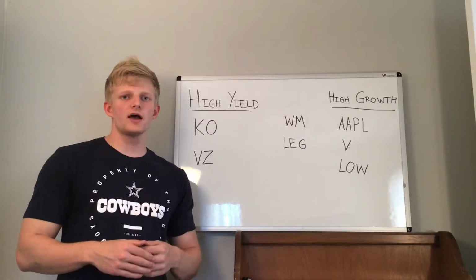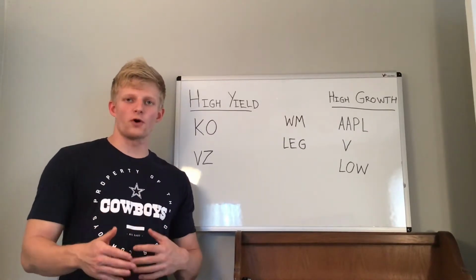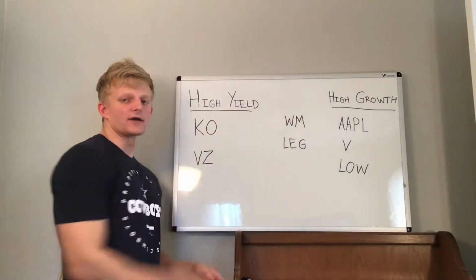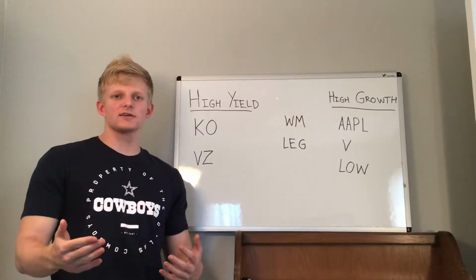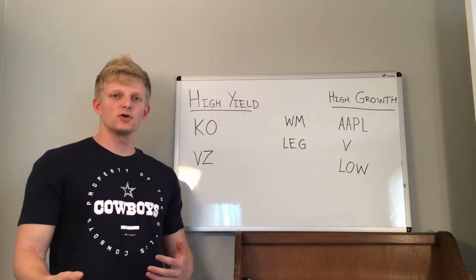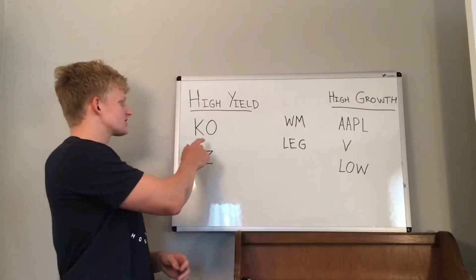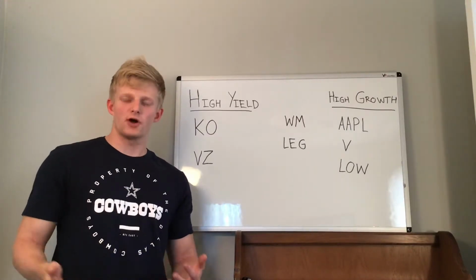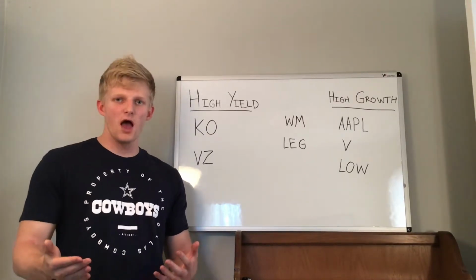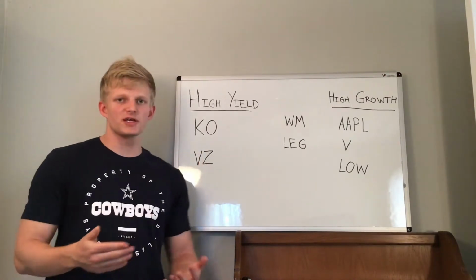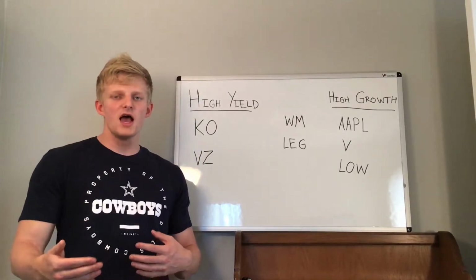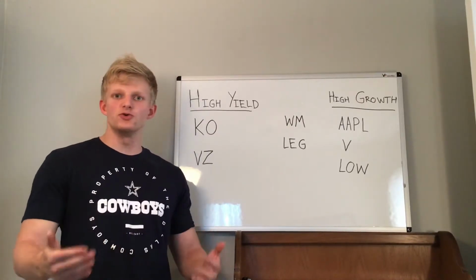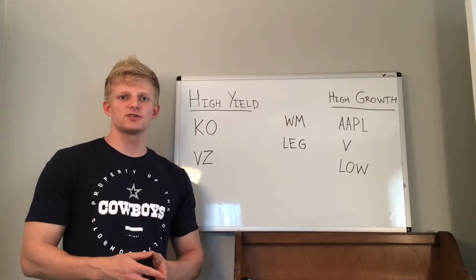Now, usually stocks tend to form a spectrum. You have high yield down to high growth. So a lot of the stocks that are paying out a high dividend yield right now, such as Coca-Cola or Verizon, might have some potential to grow their payouts in the coming years. But for the most part, these are usually considered to be mature companies and will not raise their dividend a huge amount over the next few years.